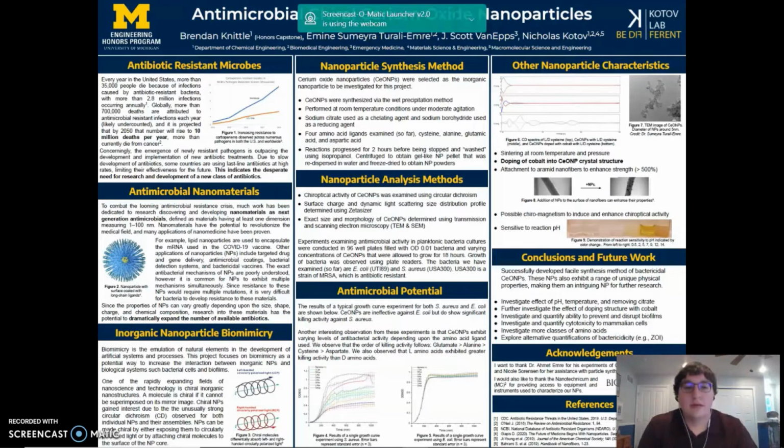So for the conclusions and the future directions this project can take, we successfully developed an easy synthesis method for the production of bactericidal cerium oxide nanoparticles. These nanoparticles exhibit a wide variety of unique physical properties, which in my opinion makes them an intriguing avenue for future research. In particular, we want to investigate the effect of pH, temperature, and removing the citrate from the reaction mixture. Generally, citrate is used to facilitate the binding of amino acids and other ligands to the nanoparticle surface. But when we remove the citrate, we observe negligible difference in their chiroptical activity.